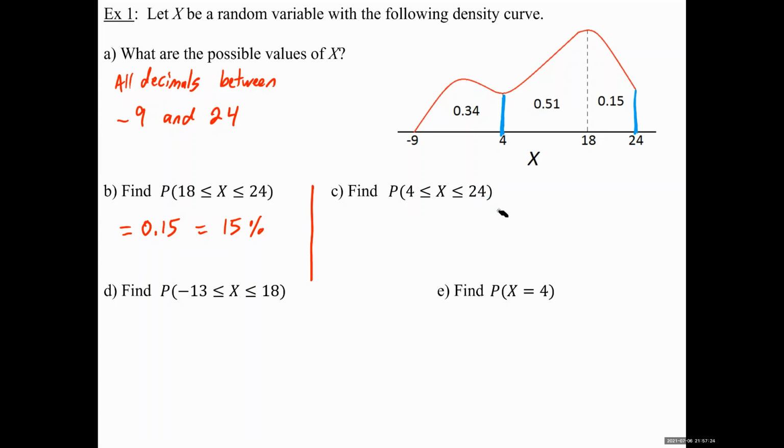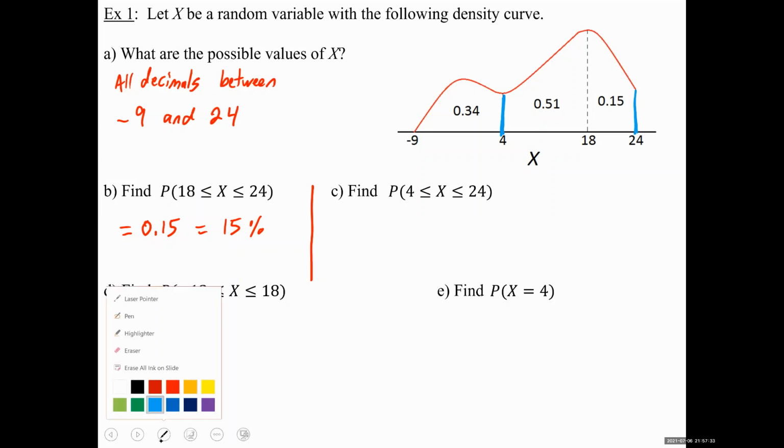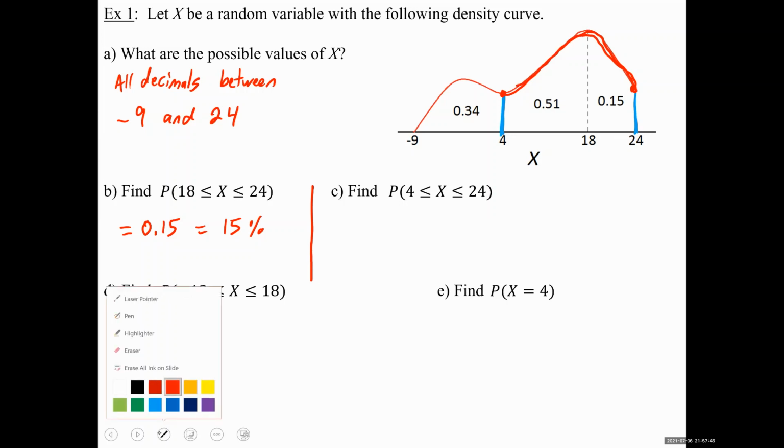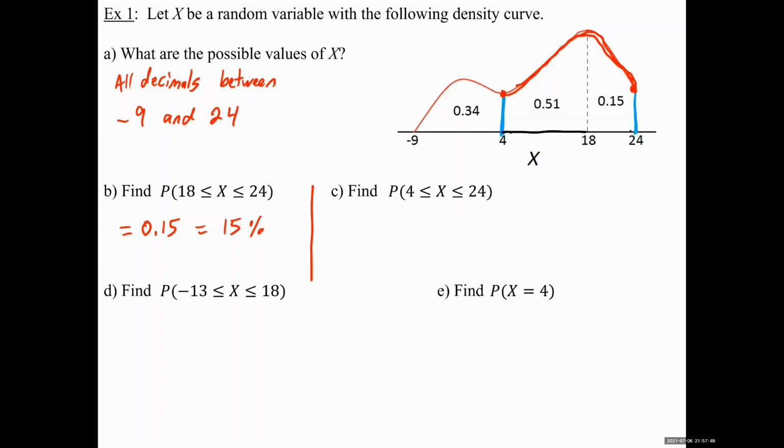The area is going to be below what? Below the curve from 4 to 24. Yeah, it's going to be below this portion of the curve. So we're going below this. It's going to be above what? The x-axis. Above this portion of the x-axis. And between the two blue lines that I drew.